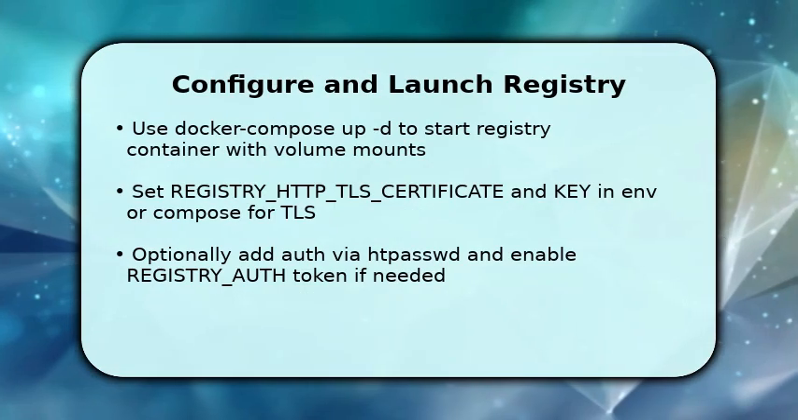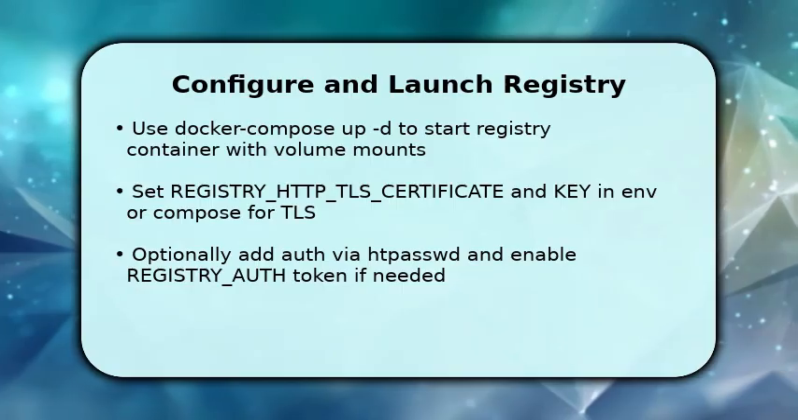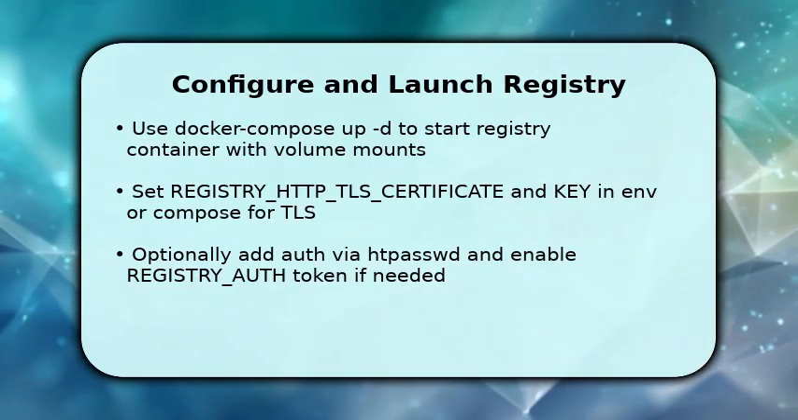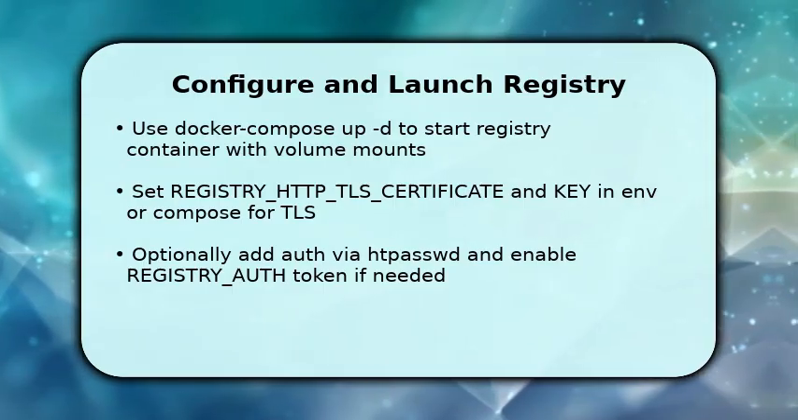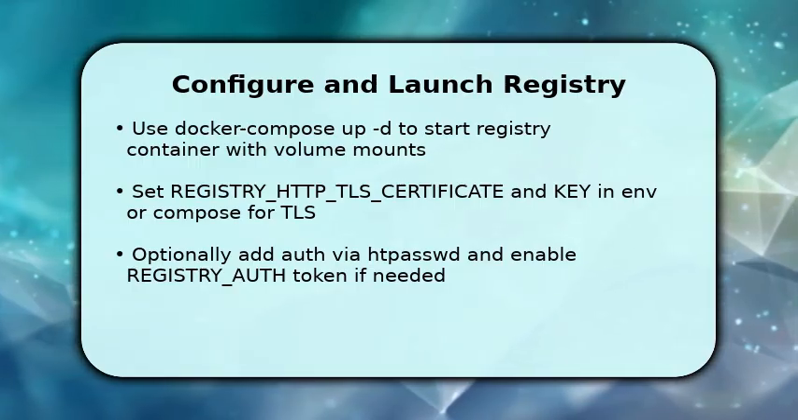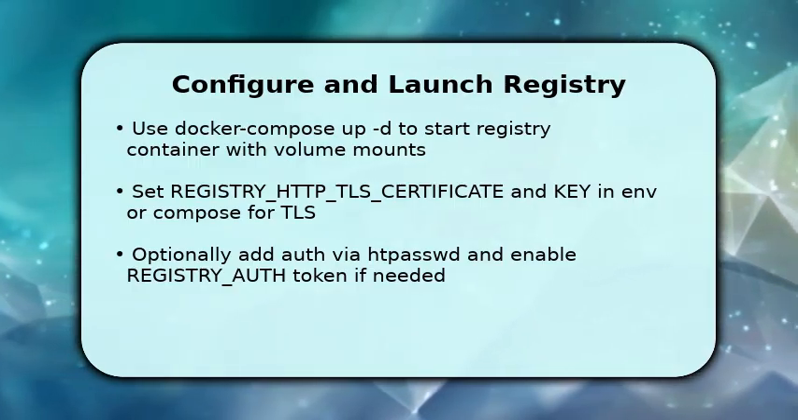You now configure the registry runtime settings. Ensure the compose file exports registry HTTP header and points TLS vars at your cert and key. If you need authentication, create an htpasswd file and mount it, then enable basic auth in the registry config.